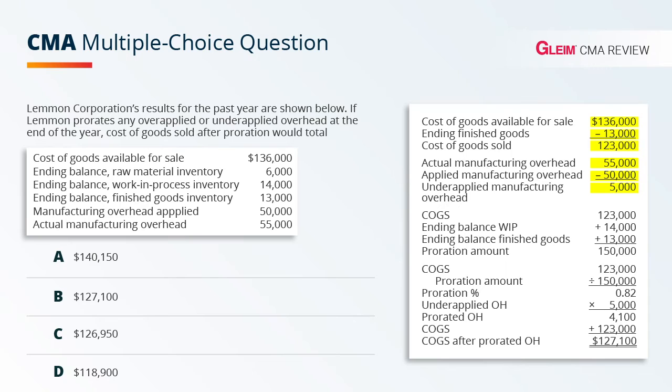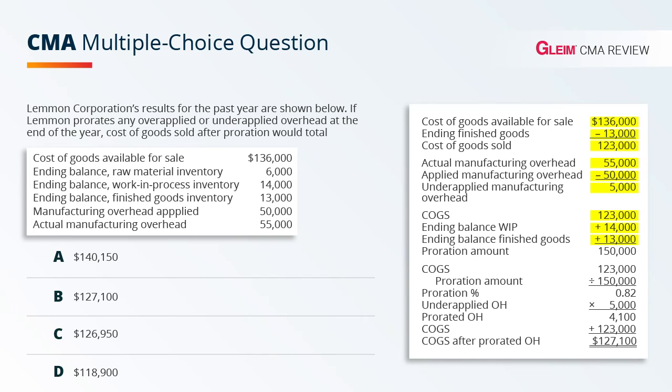So what we're going to do now is we need to increase cost of goods sold, work in process, and finished goods on a pro rata basis to move this $5,000 and prorate it to the accounts. Now the question asks us the cost of goods sold. So we have to figure out what percentage is cost of goods sold. So we start with our cost of goods sold at $123,000. We add that to our work in process ending inventory of $14,000 and our ending balance of finished goods, which is $13,000. That gives us a total of $150,000.